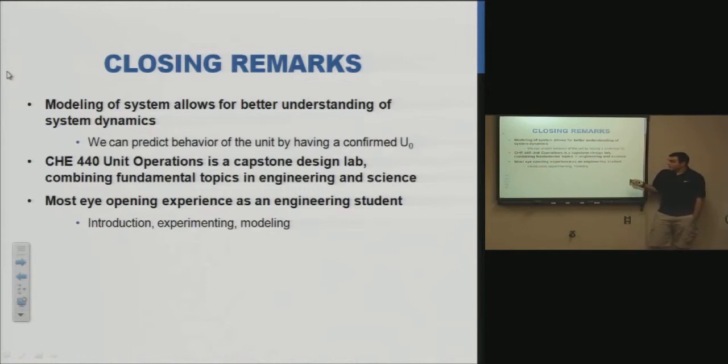And so this experiment was done in Chemical Engineering 440, which was unit operations. This is really a capstone design lab. So we're combining all of the fundamental ideas from our early engineering classes and science classes and really putting them all together. This was a really eye-opening experience for our design group, and we were given 3 weeks to get an introduction to a system and then design the experiment and finally model the equations. And overall, it was pretty accurate and a successful experiment.